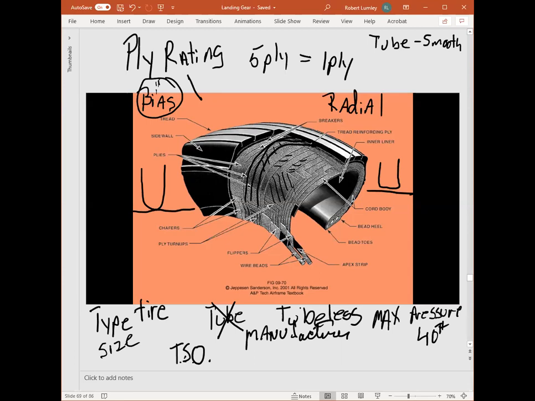Anyways, does anybody know what type of vehicle that's on the road that still primarily uses bias ply tires? Someone else has to know. Okay, you looking at the screen? What did I just write? Motorcycles. Motorcycles, right? Generally, we'll use bias ply tires.